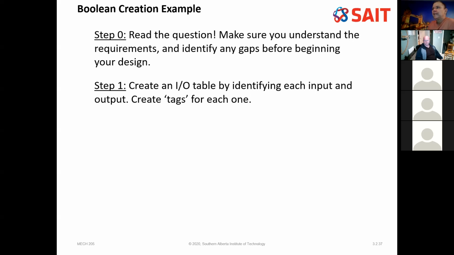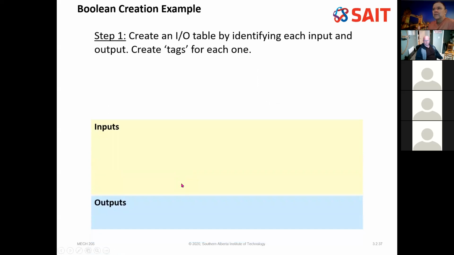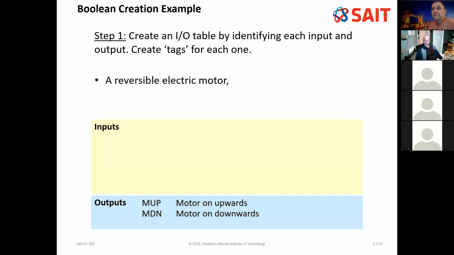So let's do that together. You can see this. So let's look at the inputs and outputs ourselves, right? And we're going to come up with common tags that we can all use in our equations, so that way we can all make the same kind of equation. And I know you guys made your own tags, but let's sort of agree on these ones. First one, we have a reversible electric motor, right? So it's an output. So we'll have motor up, we'll call it MUP, and we'll have motor down, MDN. Okay, agreed? So that's one of our outputs.